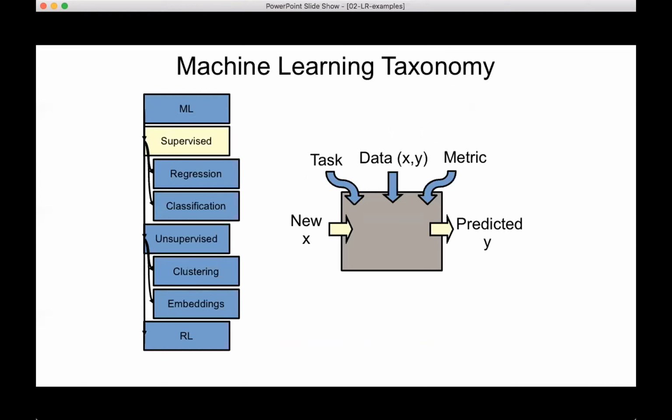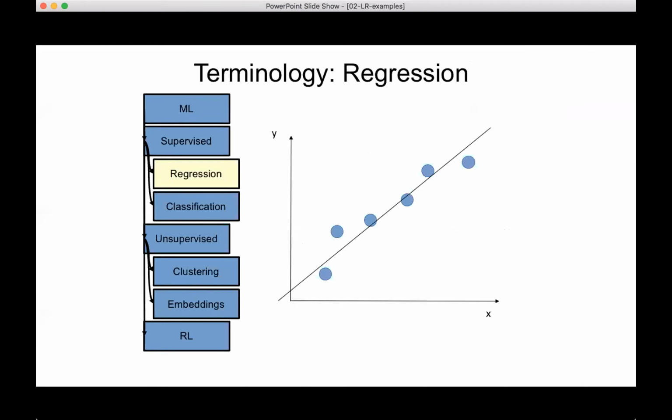Let's remind ourselves, first of all, that we're talking about supervised learning at the moment. Supervised learning is a setting where you're given not only X, which will be our features, but you're also given a target label in your training data. So your data is X and Y, and you're trying to predict a label Y. And in particular, we're talking about regression problems.